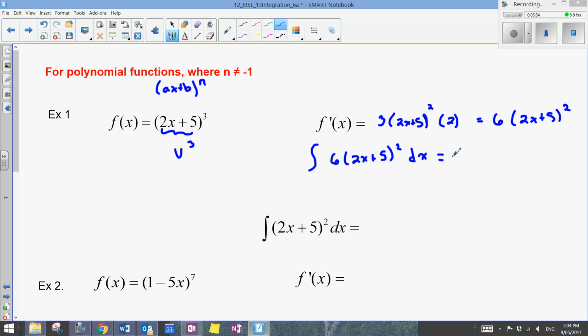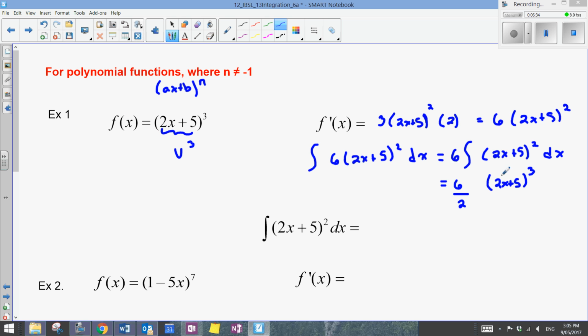This 6 is a coefficient, so I can just take that out and put it on the outside. Now I'm just going to think about the reverse process for the 2x plus 5 raised to the second power. I dropped one power when I took the derivative, so I'm going to add one power, keep my 6, and now I have 3. I'm going to keep the inside the same, because that's what the chain rule tells me to do. And then instead of multiplying by the derivative of the inside, I'm going to divide. So I'll wind up dividing by the derivative of the inside, which is 2.